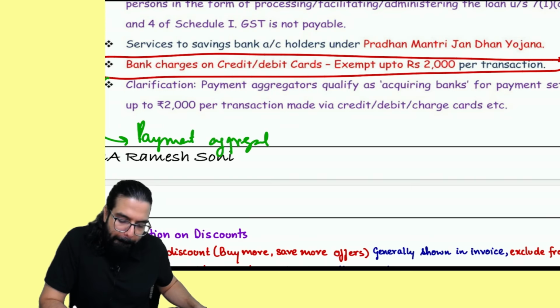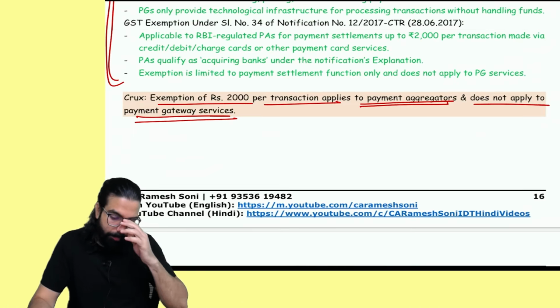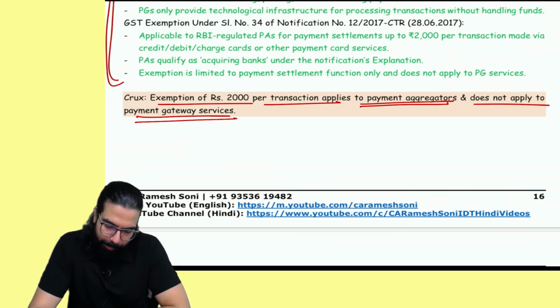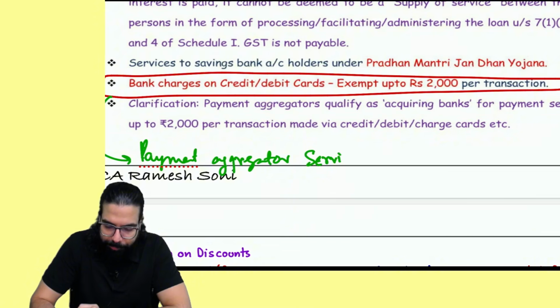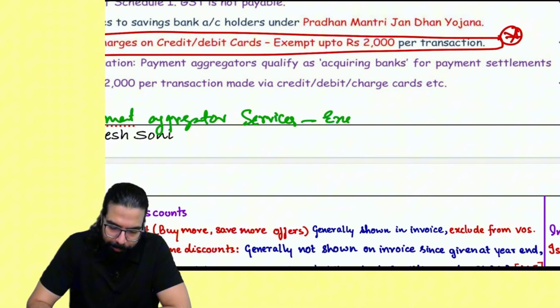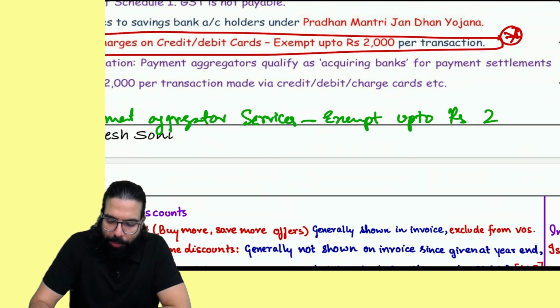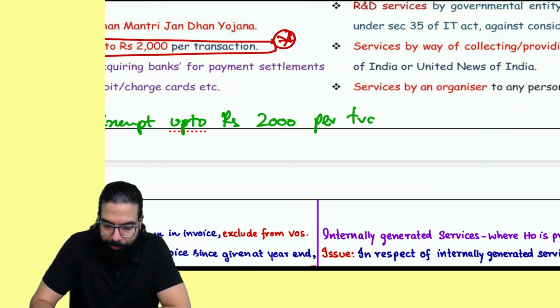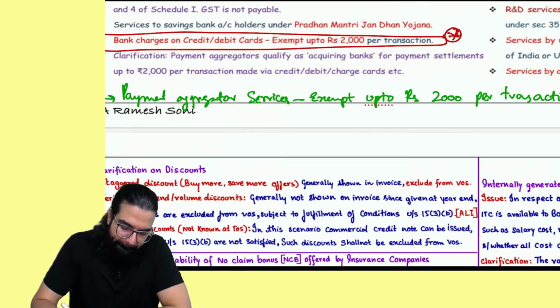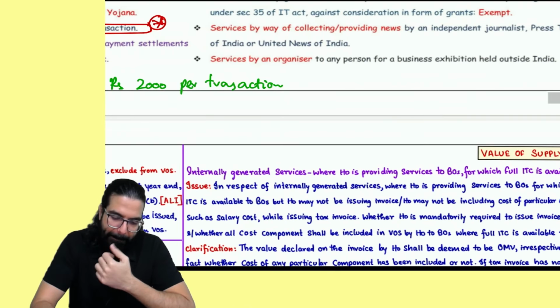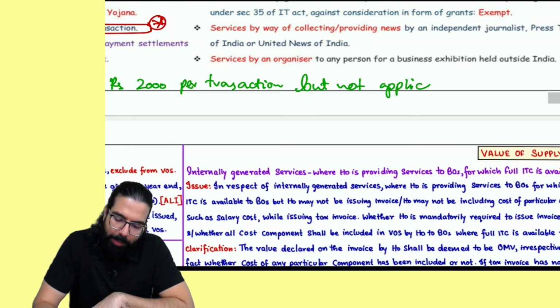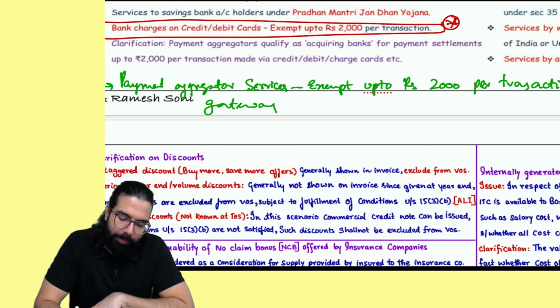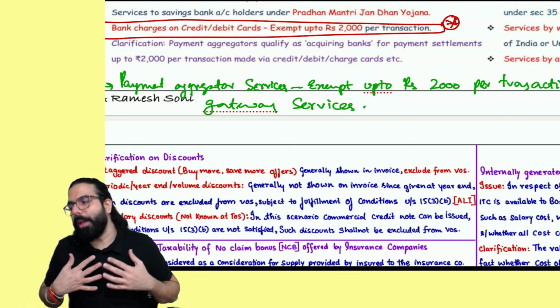payment aggregator services exempt up to rupees 2000 per transaction, but not applicable to payment gateway services.